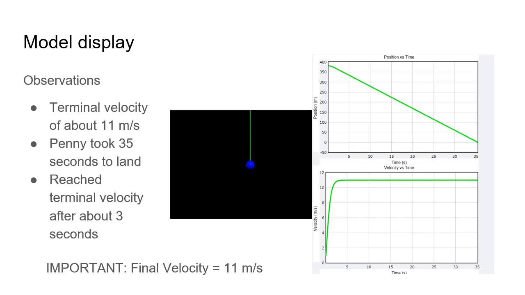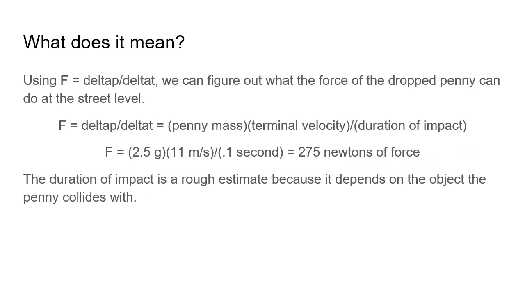And then here we see that terminal velocity was reached after about 3 seconds, and terminal velocity was 11 meters per second. And it took 35 seconds for the penny to land. But what's really important is this final velocity. So we can use that in the following slide. So here we can find out the force of the penny by the time it gets to the street level.